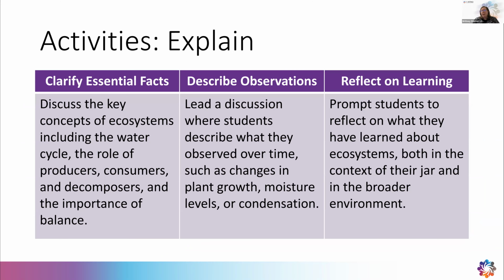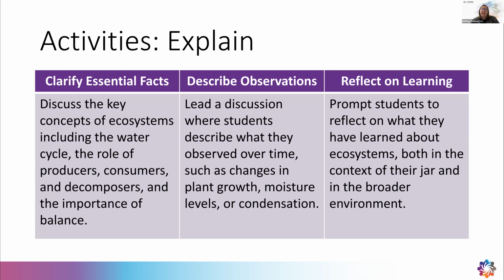And so this is actually broken down by those three things: clarifying the essential facts, describing observations, and reflecting on the learning that has taken place. And so each little activity here supports each of those. For clarifying essential facts, our activity is to discuss the key concepts of ecosystems, including the water cycle, the role of producers, consumers, and decomposers, and the importance of balance. And so this is kind of the explanation phase following that personal ecosystem in a jar activity from our exploration phase. We will also describe our observations.